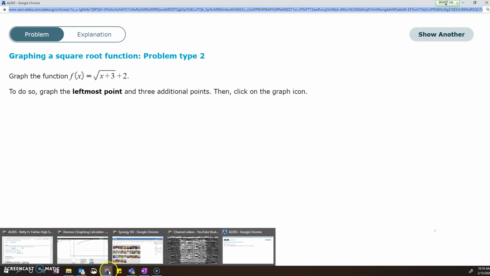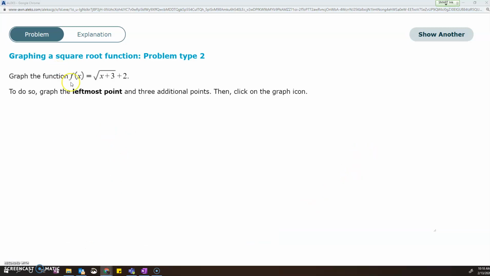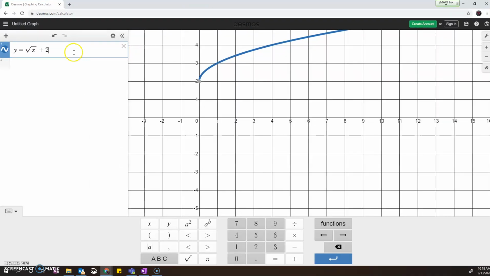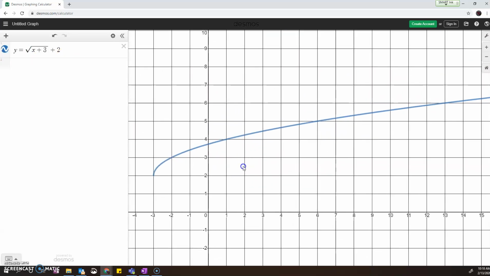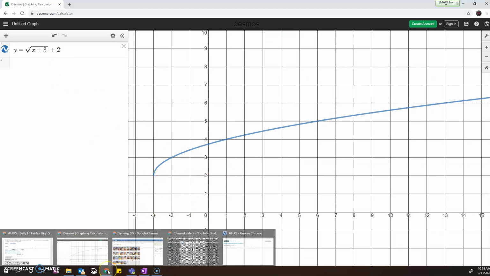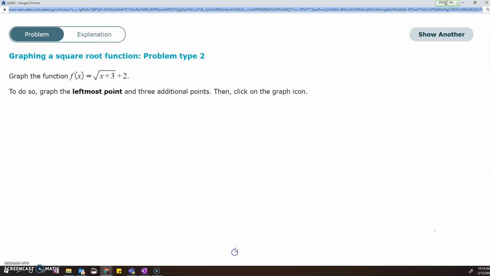If I was given Desmos on this, I would plug in that equation, square root of x plus 3, and then plus 2. So square root of x plus 3, with x plus 3 underneath, and a plus 2. All right, so here's what I'm looking at. It looks like it moved left 3 and up 2. That makes sense. All right, and what did these directions say again? It said, to do so, graph the leftmost point and 3 additional points.